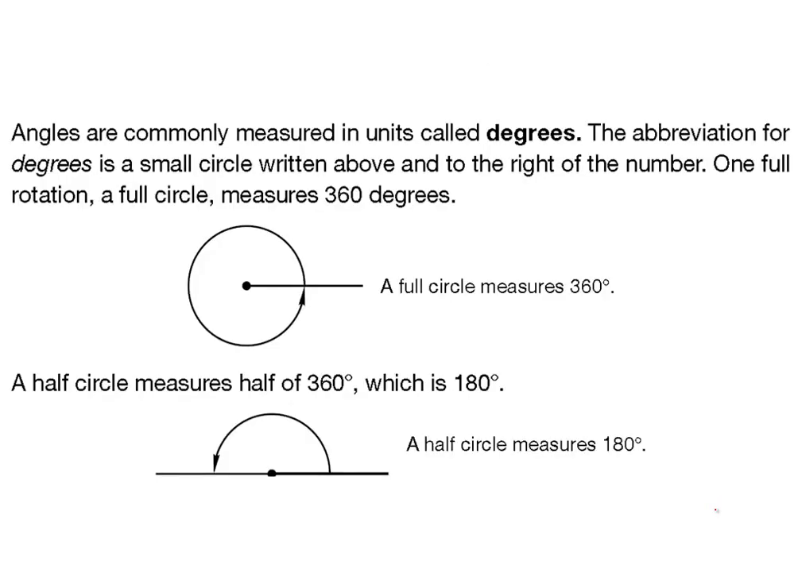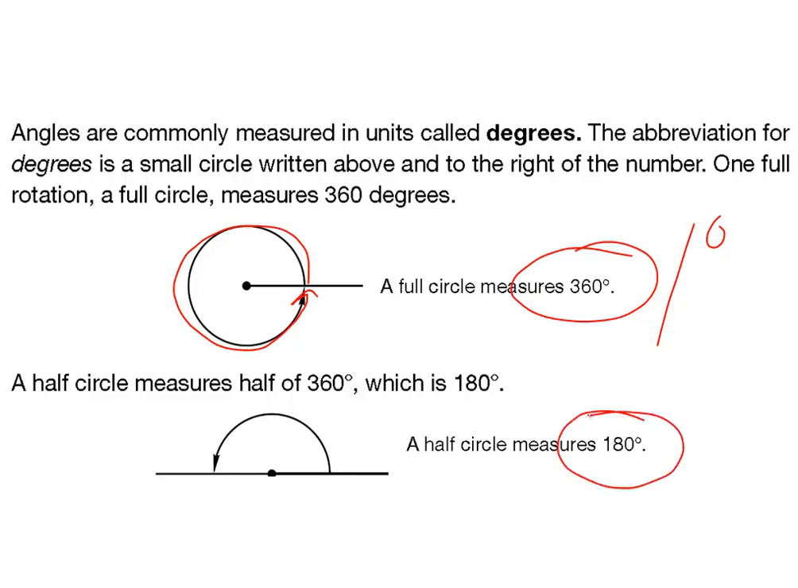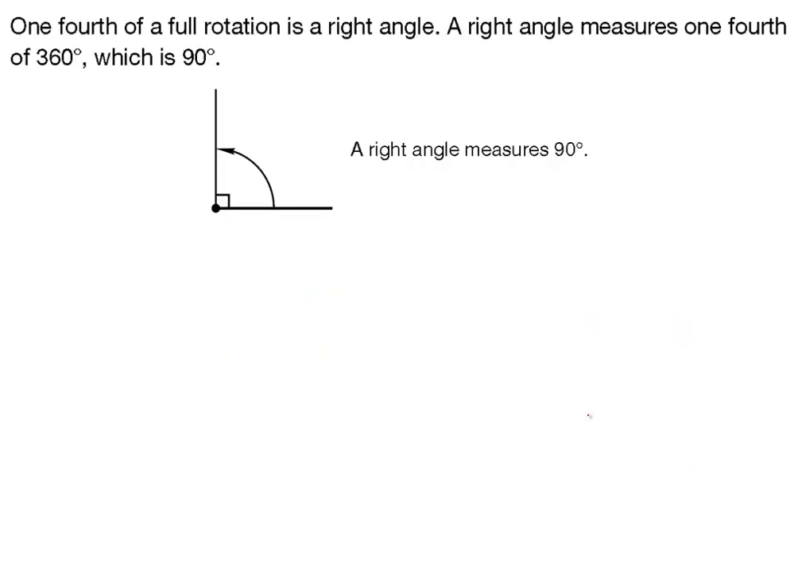Angles are commonly measured in units called degrees. The abbreviation for degrees is that small circle that we write right above it, to the right of the number. One full rotation or a full circle measures 360 degrees. A half circle would be 1/2 of 360, or 180 degrees. Sometimes we call a half circle a semicircle. 1/4 of a full rotation is a right angle. A right angle measures 1/4 of 360 degrees, which is 90 degrees. So a right angle is a 90-degree angle. It is exactly from here to here, it is 90 degrees.